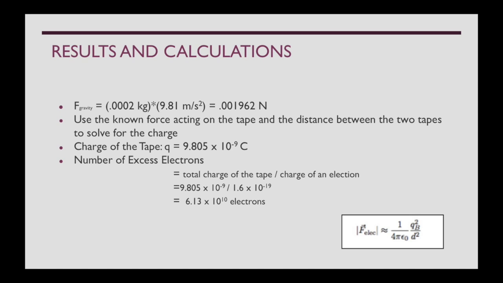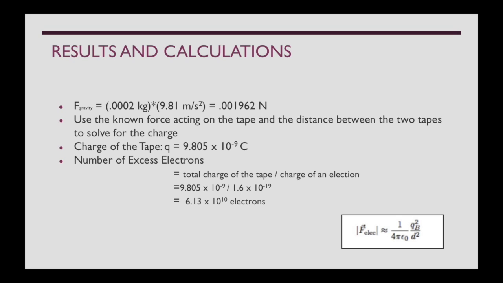Next, the force due to gravity is calculated by taking the mass of the tape times the acceleration due to gravity, which is 9.81 meters per second squared. The force equals 0.001962 newtons. Then, this force and the distance between the two tapes are used to solve for the charge of the tape. The equation shown in the bottom right corner is used. The total charge of the tape is 9.805 times 10 to the negative 9th coulombs.